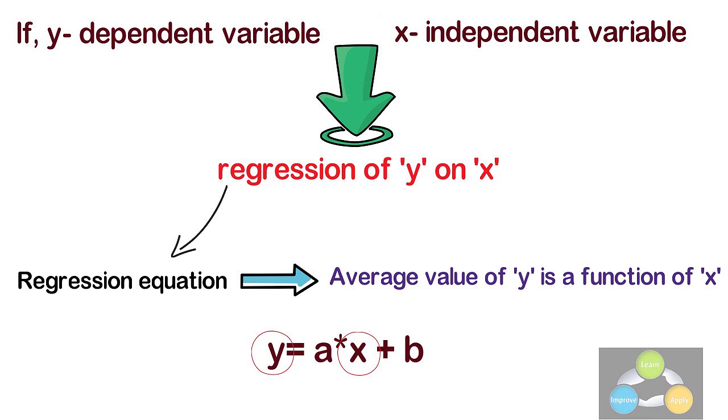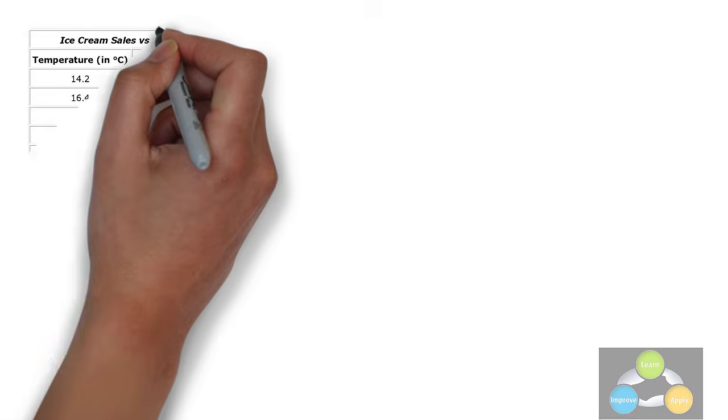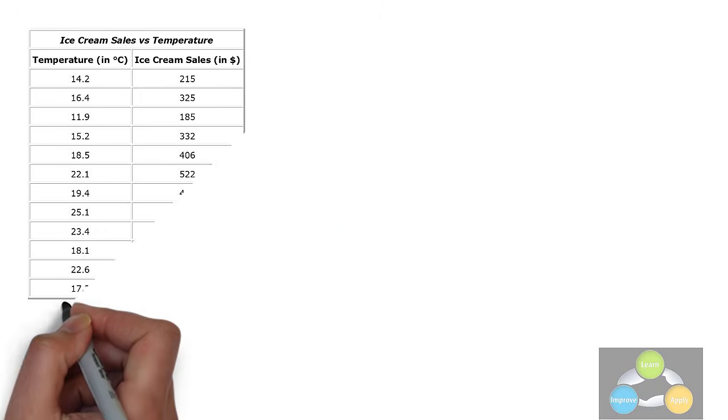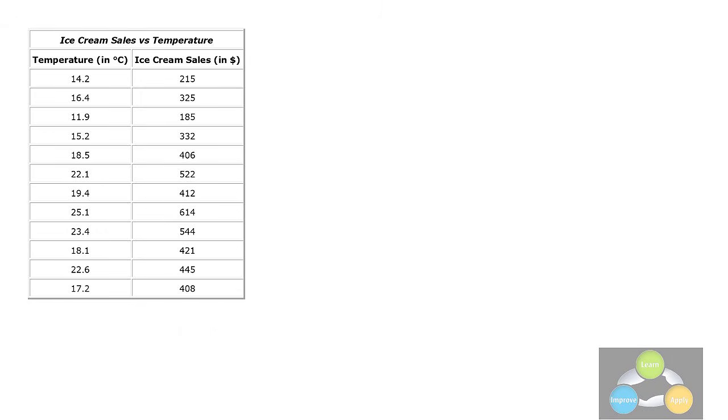I am not going into further details, as we can easily find it by using simple software like Microsoft Excel. Let's continue with the same example of temperature of the day and ice cream sale to understand the regression analysis and how to interpret the summary output.